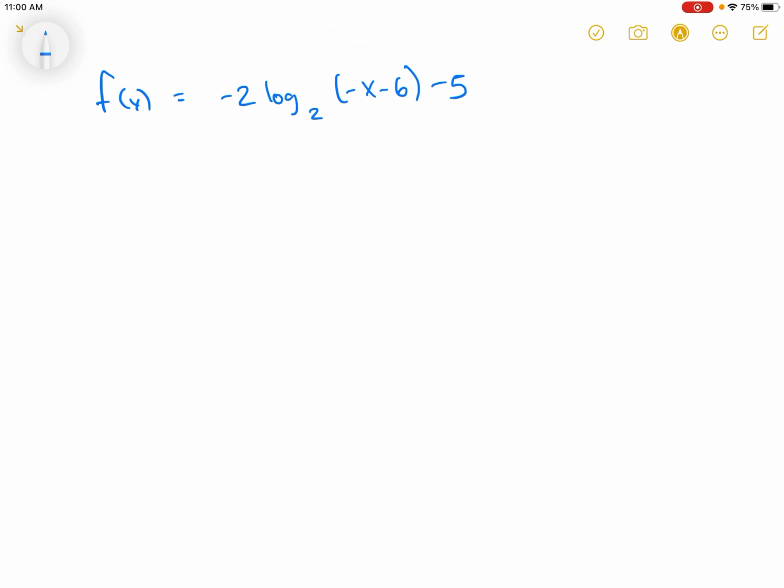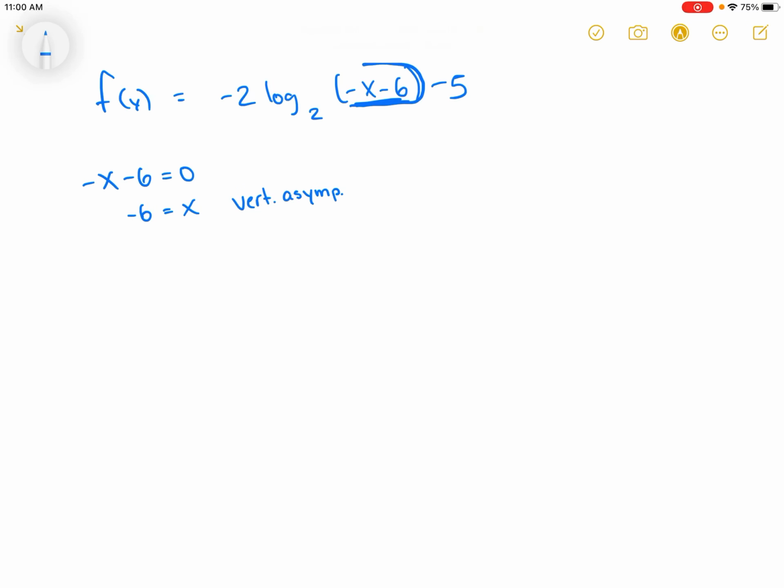All right, so for a logarithm, we know that we have a vertical asymptote where this thing equals 0. So negative x minus 6 equals 0 is going to mean that negative 6 equals x. So this is our vertical asymptote. All right. And so now we need 2 other points that are on that graph.